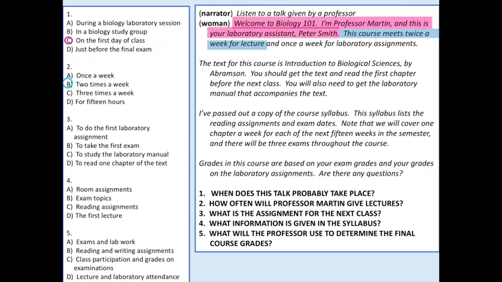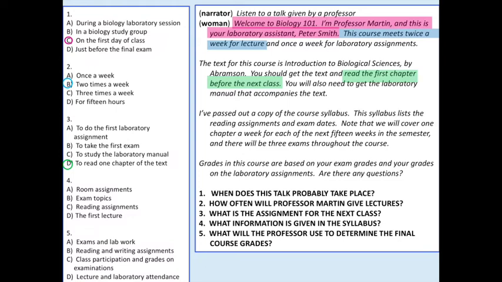Number 3. What is the assignment for the next class? The answer to this question is right here. She said, read the first chapter before the next class. So the answer is D, dog, to read 1 chapter of the text.